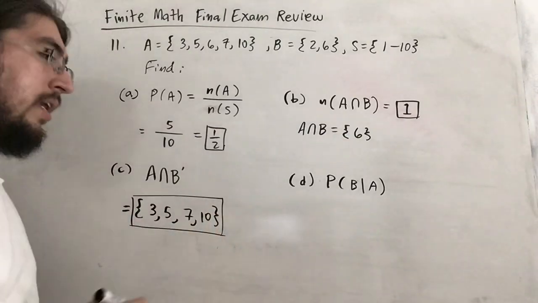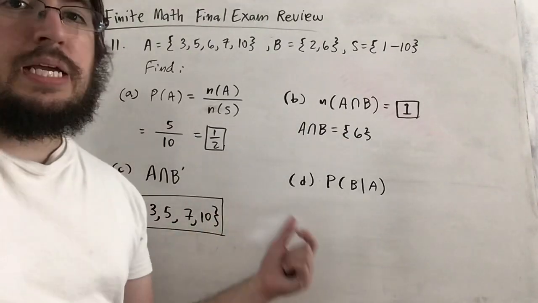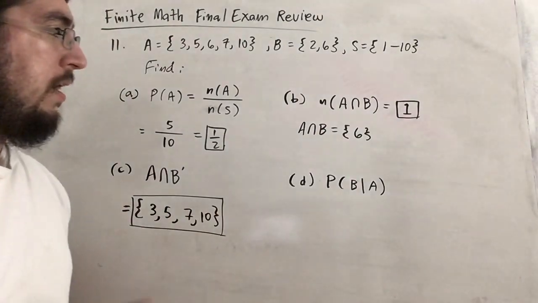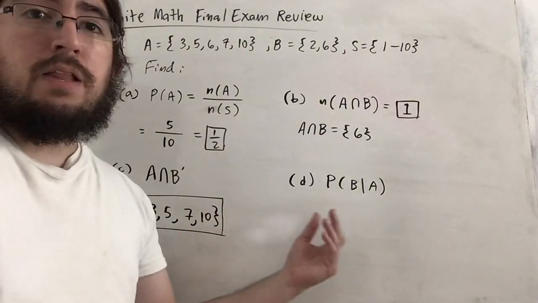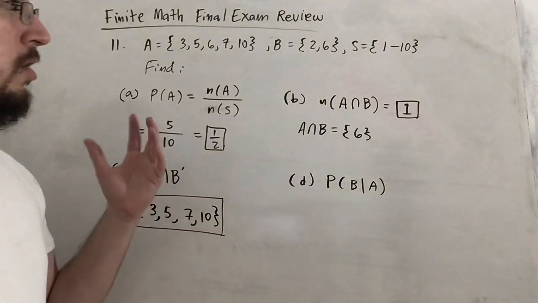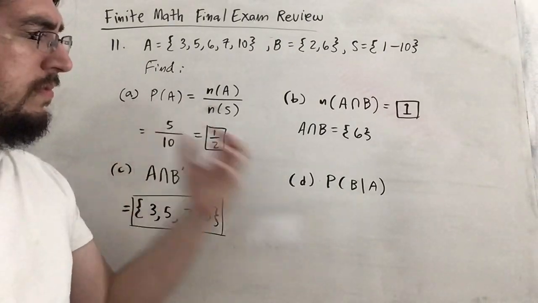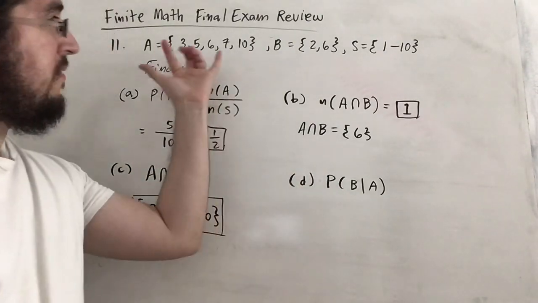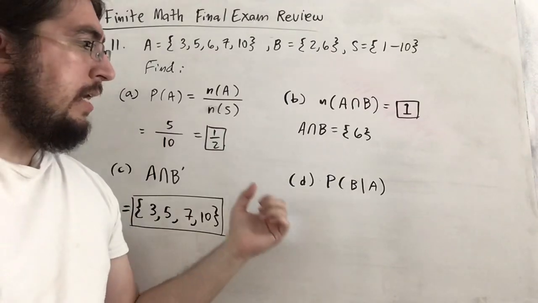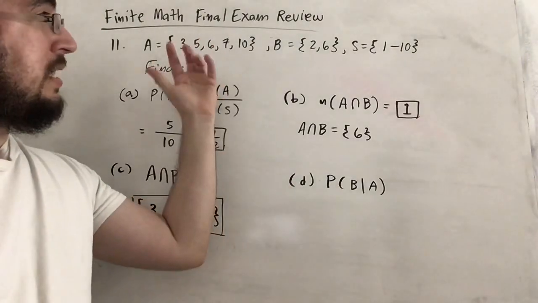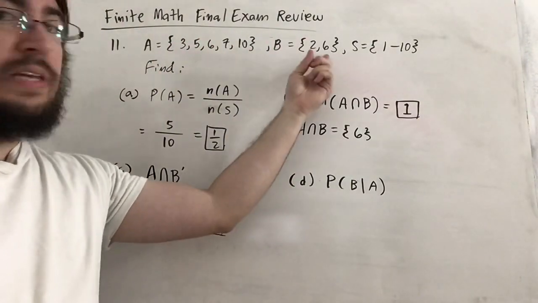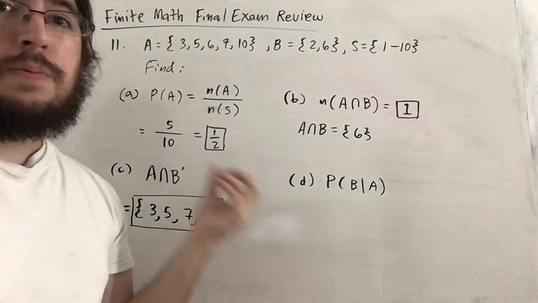And now finally, part D asks the probability of B given A. So what's the probability of selecting an element in B given that that element is already in A? So clearly what we can see is that if it's already in A, we have 5 things to choose from, and the probability that one of those we select is in B, well, only one of these was in B to begin with, so clearly it's going to be 1 over 5.